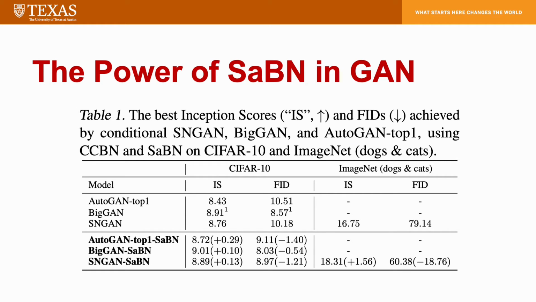We first apply it to the conditional image generation task. We use SNGAN, AutoGAN, and BigGAN as our baselines. For comparison, we replace CCBN in the generator with SaBN directly. The results are shown in the table here. We could see sandwich batch normalization could effectively boost the generator performance on both CIFAR and ImageNet.